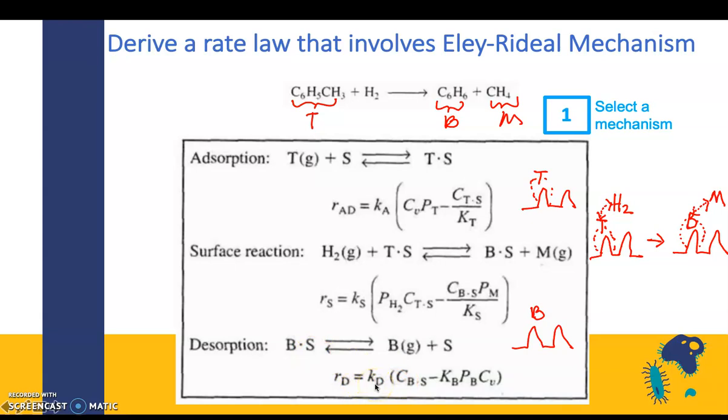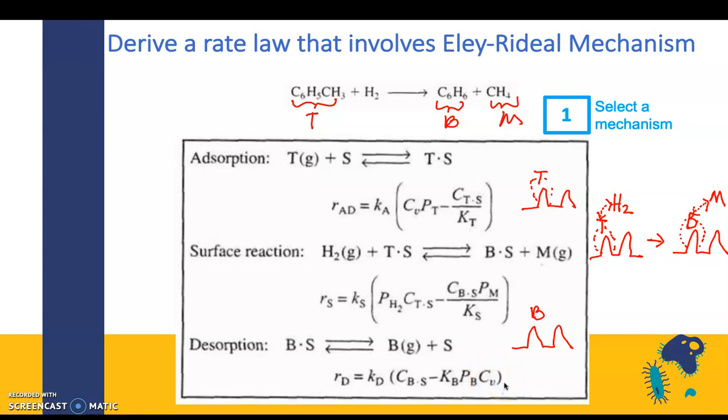So the overall reaction for desorption is Kd, K for desorption, C_B·S, and then K_B, P_B. P_B because benzene is in the gas phase, plus C_v. So this is the mechanism.